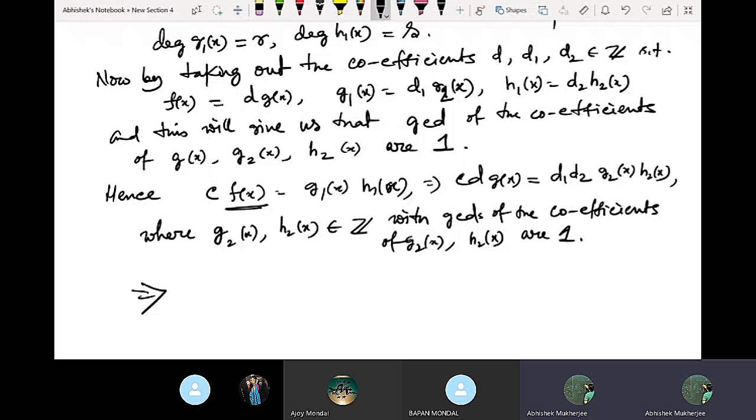What will happen now? That CD, that is D1, D2 equals plus minus CD, and no other options.